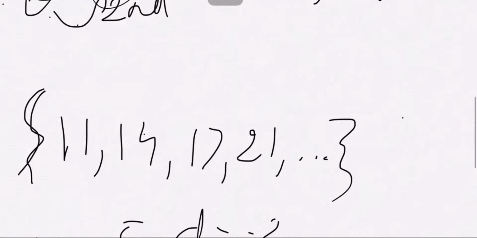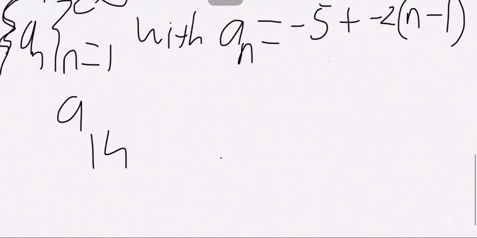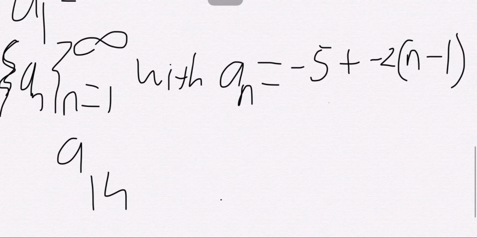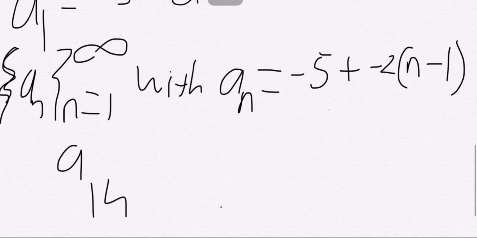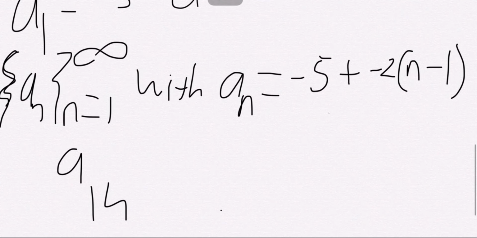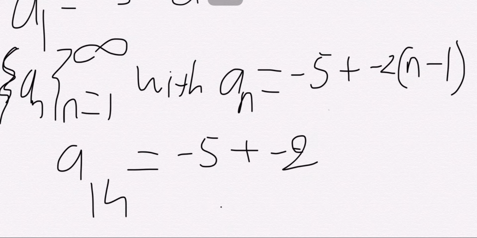you can just use the explicit way of representing it and plug it in. So your number is 14. You're trying to find the 14th term in the sequence. What do you do? a sub 14 is equal to -5, our initial value, plus -2, which is our common difference, times 14 minus 1.